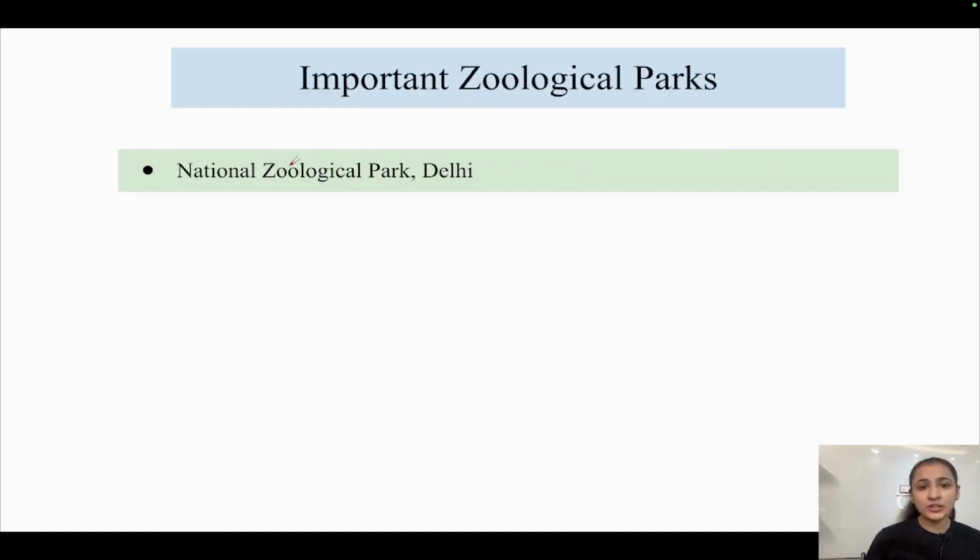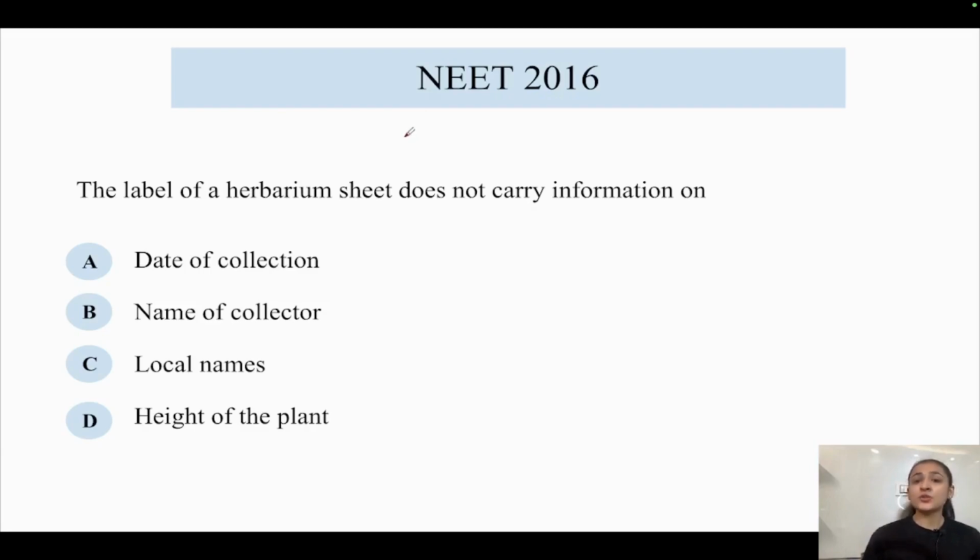The important zoological park is the National Zoological Park in Delhi. Now coming to PYQs, please pay attention here. The label of a herbarium sheet does not carry information on what? Date of collection, name of collector, local names, or height of the plant.